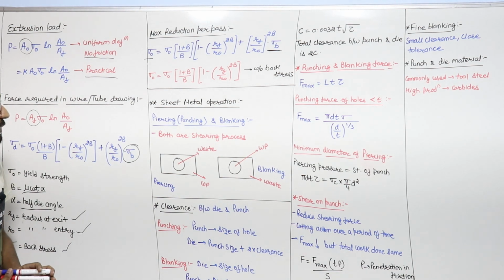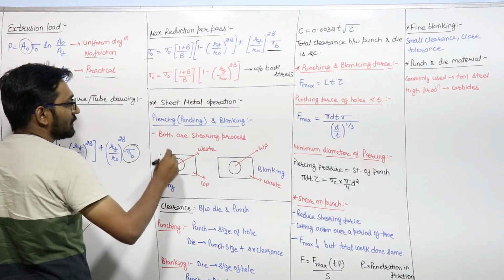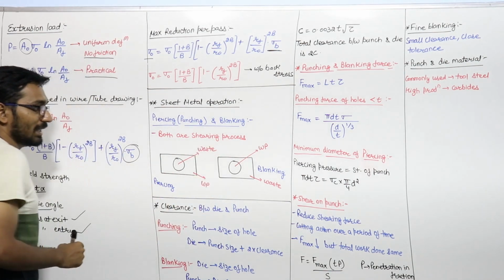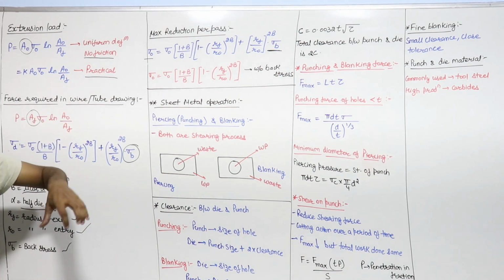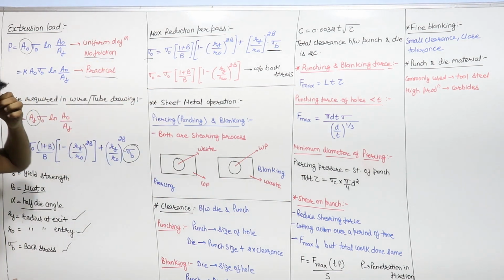Now let us move towards sheet metal operations. We have two sheet metal operations: one is piercing, or you can say punching, and another is blanking. Both of them are shearing processes. The holes are made, or material is removed, with the help of shearing forces.